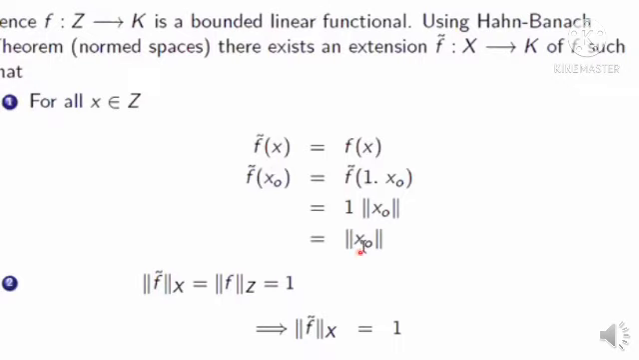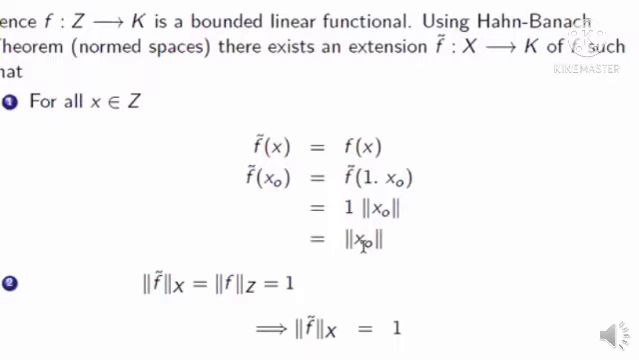Secondly, we prove that the norm of f tilde on its vector space x is equal to 1. Using the Hahn-Banach theorem for normed spaces, the norm of f tilde on x is equal to the norm of f on z, as the norm of f on z is equal to 1. So this implies that the norm of f tilde on x is equal to 1.